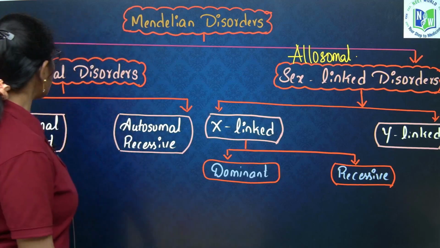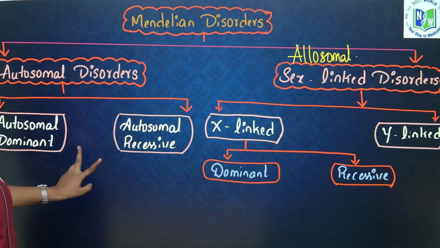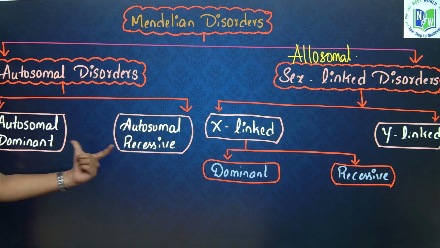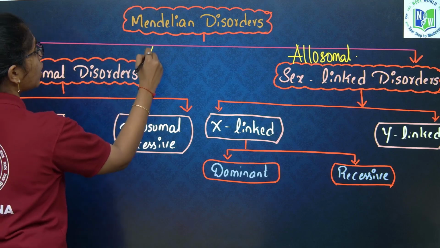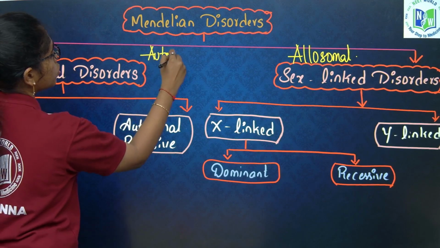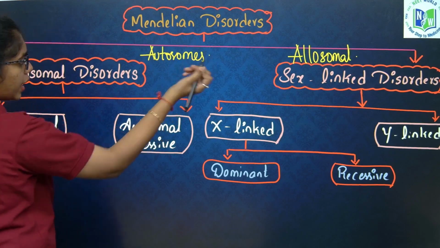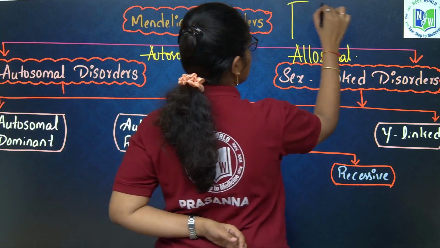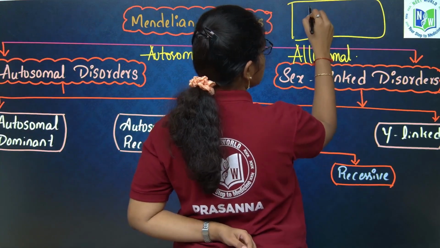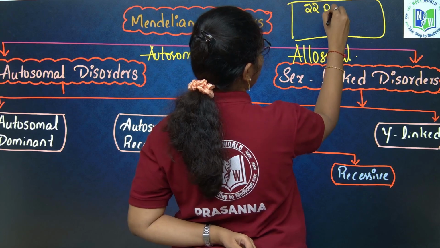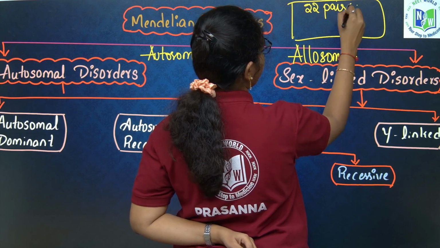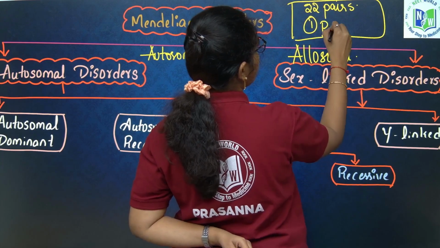Autosomal disorders are of two types, again autosomal dominant and autosomal recessive. Autosomal dominant or autosomal recessive diseases are shown whenever the disease is on autosomes. If you take a human cell, inside the nucleus, how many autosomes do we have? 22 pairs of autosomes and one pair of allosome we have.